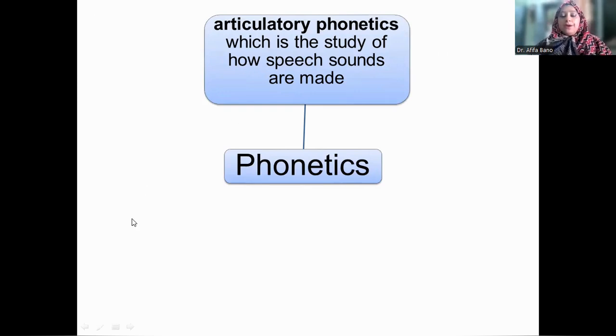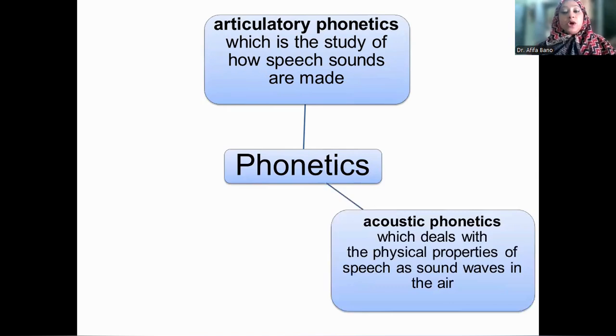Anyways, the first one is articulatory phonetics, which is the study of how speech sounds are made, how our speech organs produce speech sounds. This we study in articulatory phonetics. Then we study acoustic phonetics. In acoustic phonetics, we deal with the physical properties of speech as sound waves in the air.